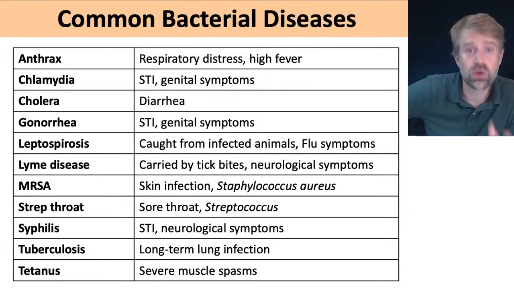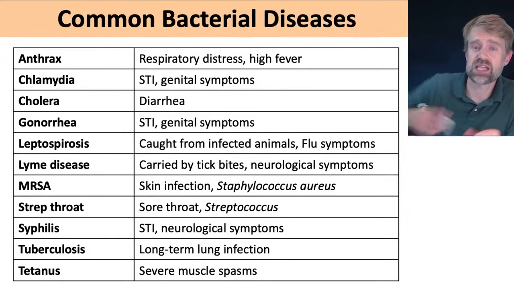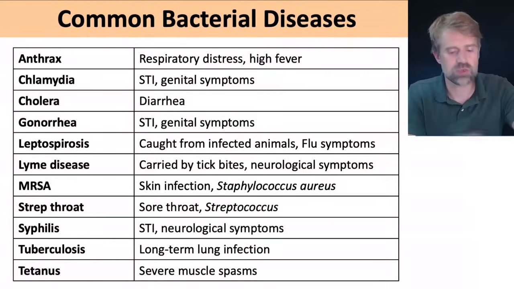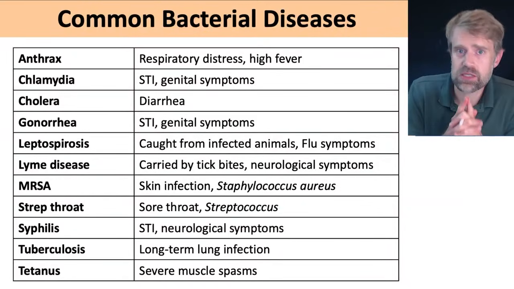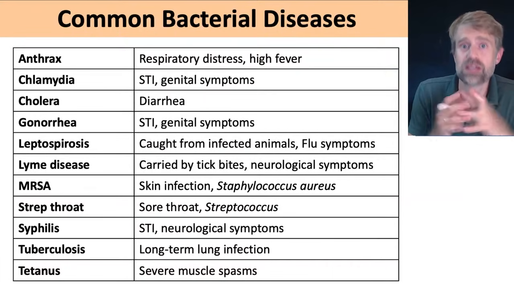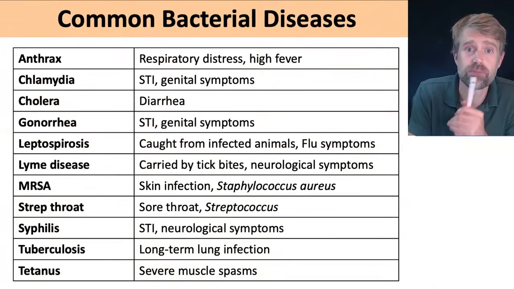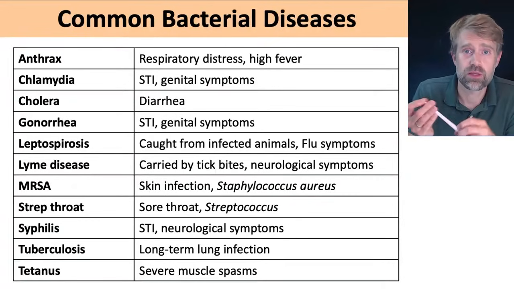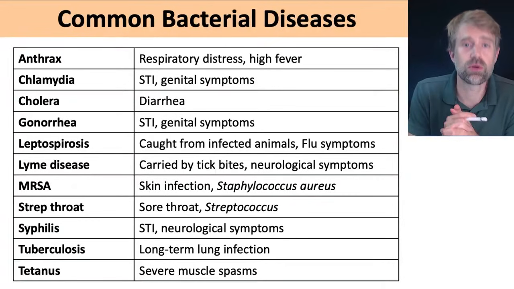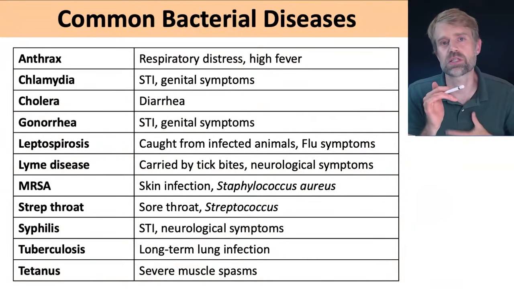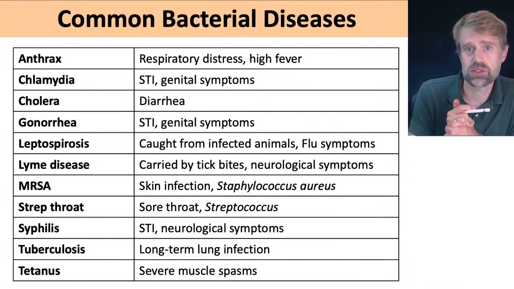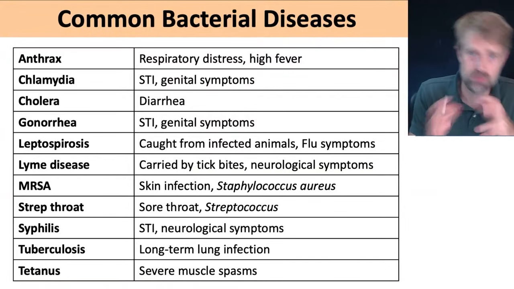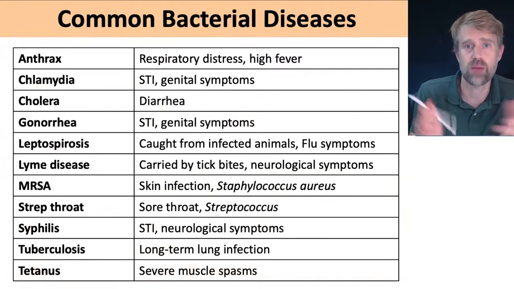There's a disease called MRSA, methicillin-resistant Staphylococcus aureus, which is a very serious skin infection caused by the Staphylococcus aureus bacteria. Strep throat is caused by the Streptococcus bacteria. There's syphilis, which is another STD that causes neurological symptoms. There's tuberculosis, which is a long-term serious lung infection caused by bacteria. And tetanus, which is sometimes called lockjaw because it gives you severe muscle spasms. That's also caused by bacteria.